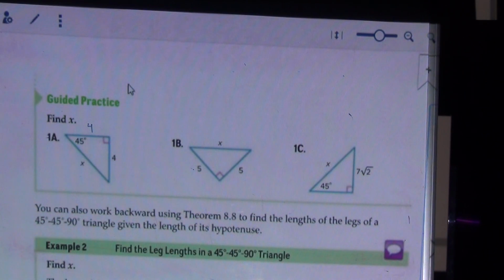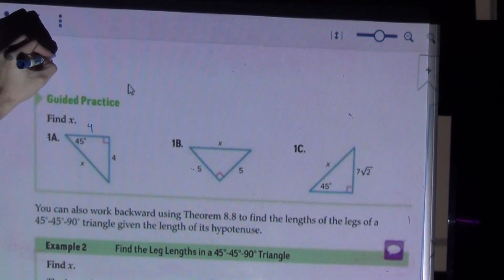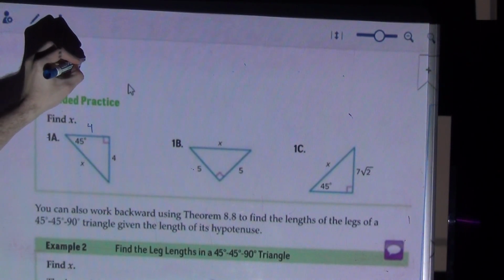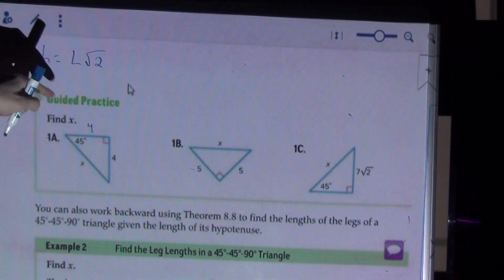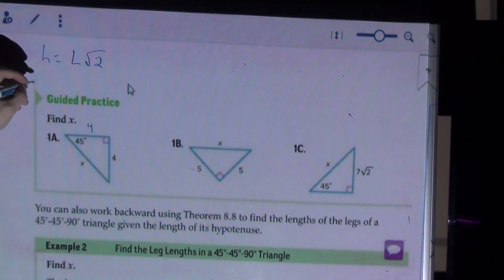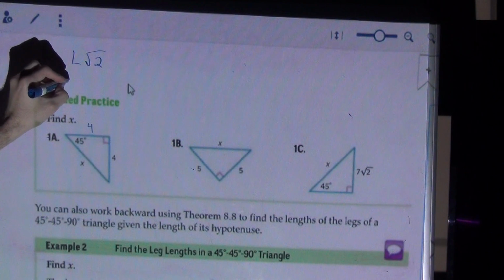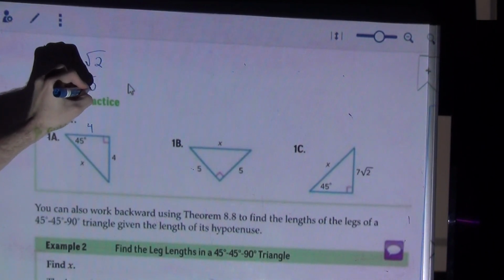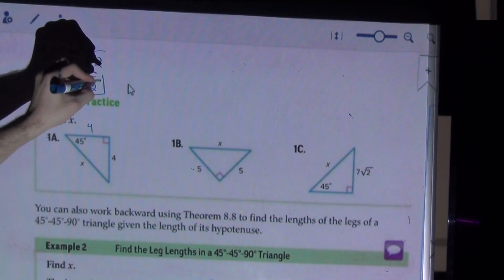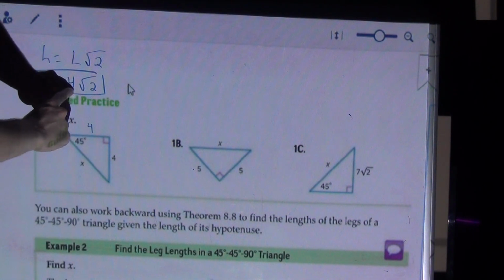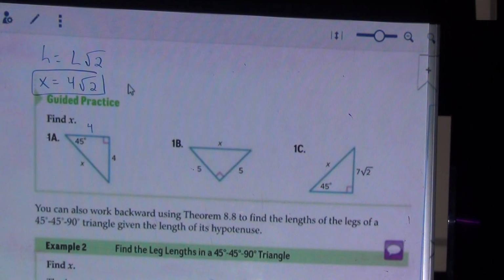Now the third side, remember, x or h, as they call it in our thing, h is going to be equal to the measure of the leg, so L, I'm just going to write a capital L, times the square root of 2. So your x here is going to be equal to 4 times the square root of 2. And that's it, you're done. You don't have to write it in decimal form, just 4 times the square root of 2. It's equal to the length of the leg times the square root of 2. You're done.